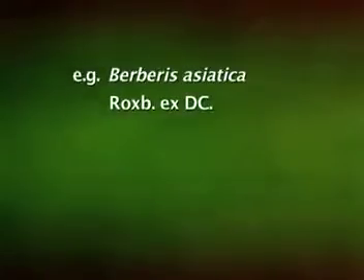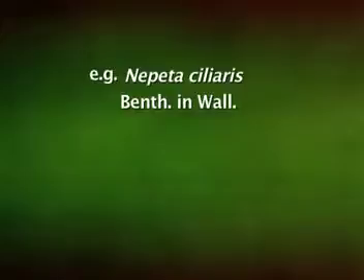If two or more authors are associated with the publication of a new species, their names are joined by 'et' or 'and'. For example, Militia auriculata, Wight et Arn. When a name proposed by one author is published validly by another author, the names of the two authors are linked by 'ex'. For example, Berberis asiatica, Roxburgh ex DC. If an author publishes a new species in the work or publication of another author, the names of authors are linked by 'in'. For example, Nepeta ciliaris, Benth. in Wall.